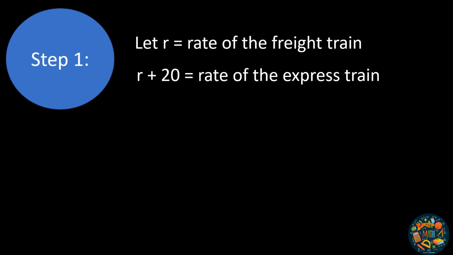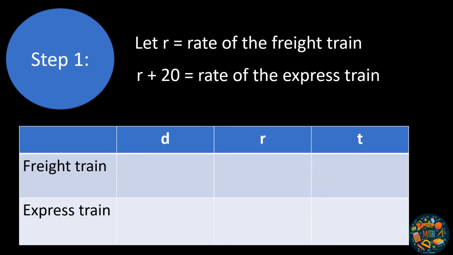So we can represent it with a table. So the distance of the freight train is 100 kilometers. So the rate is equivalent to R. Then time will be equivalent to distance over the rate. So therefore we have their time is 100 over R.